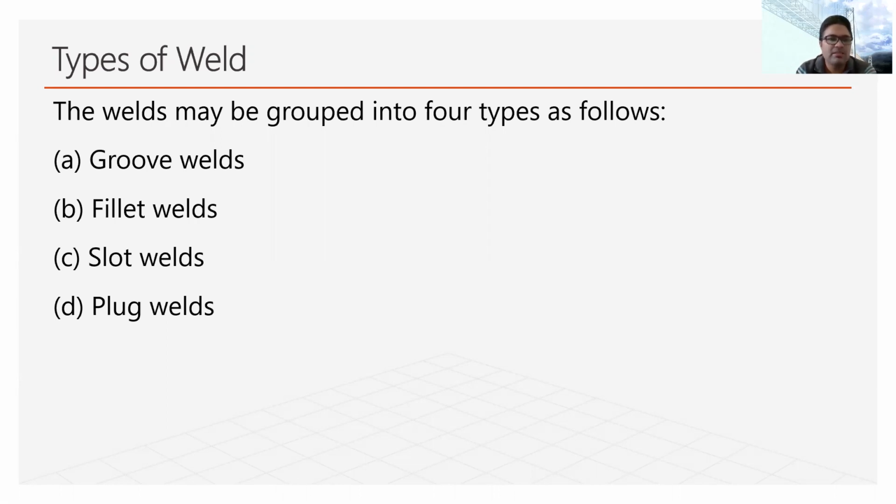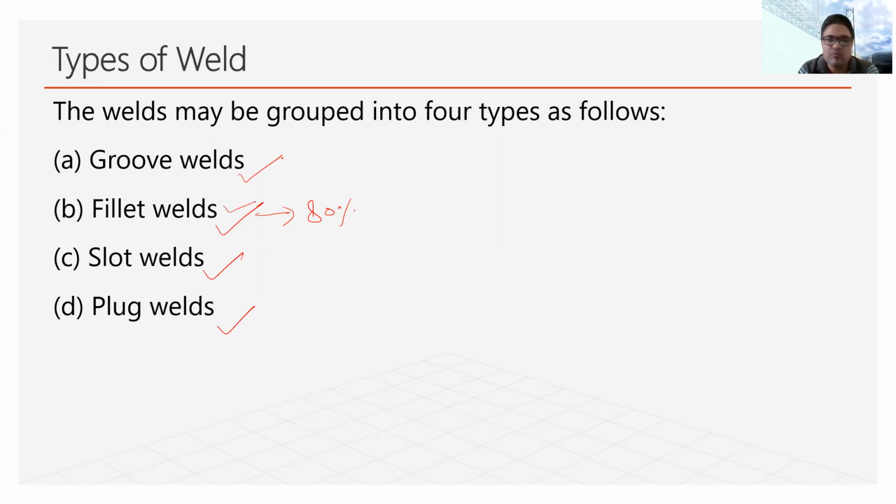Basically the weld group may be divided into four groups, and majorly the welding types are groove weld, fillet weld, slot weld, and plug weld. Among these four welds, I will say that the fillet weld is the extensively used type of weld, and in steel work about 80% of joints are constructed using the fillet weld joint.